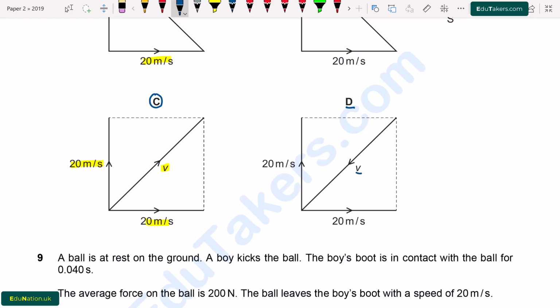In option D, the direction of the vector V is towards here, but this is incorrect. The direction will be outward. So option D is incorrect. Only option C is correct.